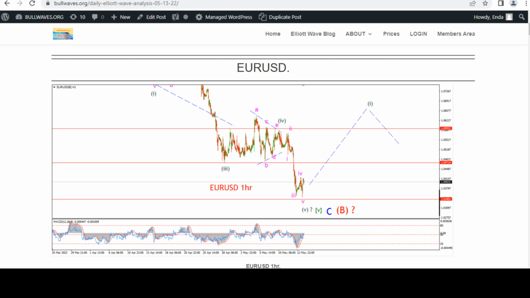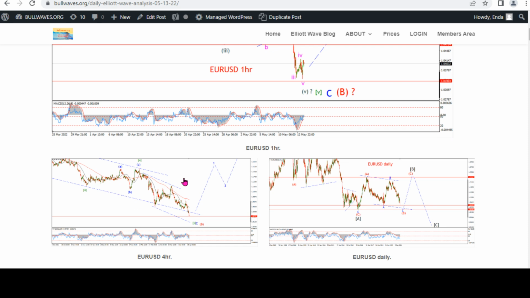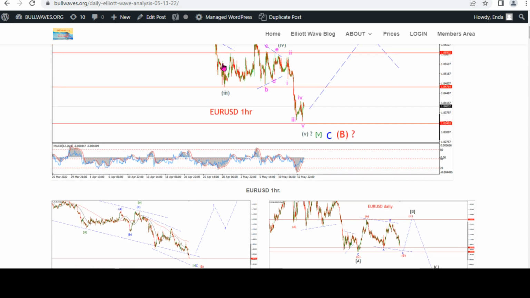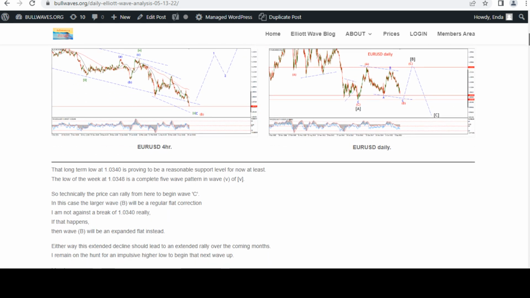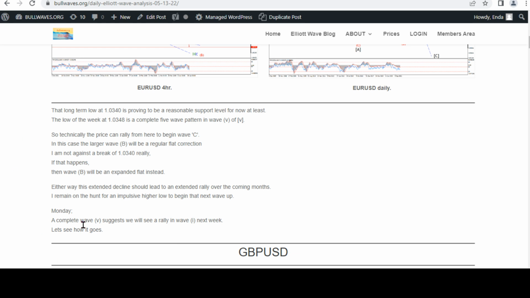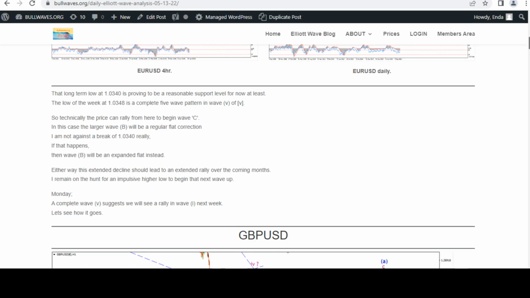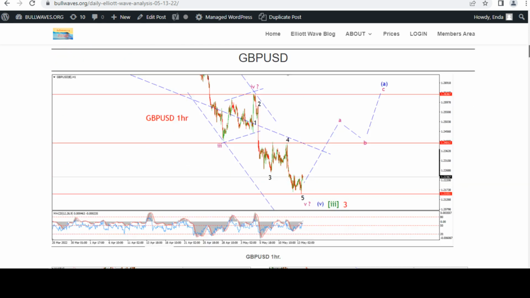I start with the large chart, that's the hourly chart. Beneath that, I always show the 4-hour and the daily to give you an idea of where the shorter term chart sits within the larger pattern, so you always know where you stand within the larger patterns. And then I give 10 or 15 lines on how I think the day has gone and where I think tomorrow will go. So we'll wrap up the week on this one, and I'll give you an idea of where I think Monday's trade will go.